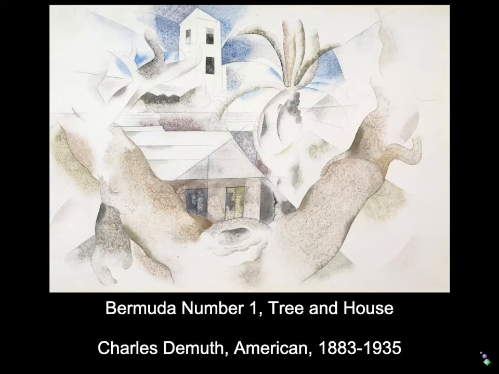So I want to turn now to a second artist that's in this Precisionist group along with Sheeler, and that would be the painter Charles Demuth. I'm going to show you a watercolor because he's such a great watercolorist, as well as two important oil paintings. Let's start with the watercolor, Bermuda #1, Tree and House.